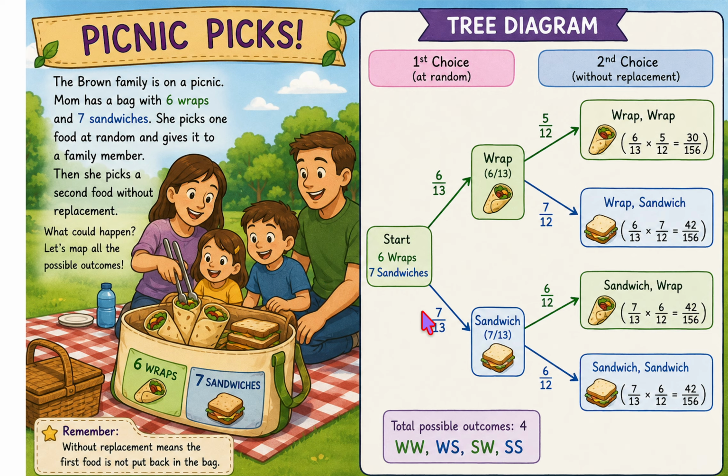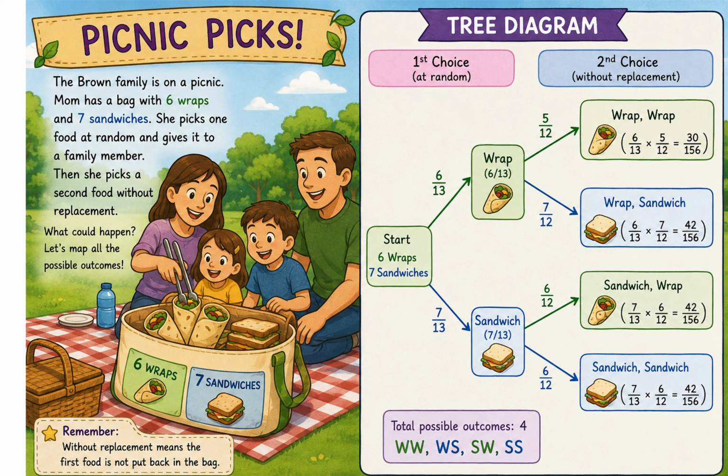In this manner, you would also do, let's say the first one was a sandwich, it would have been 7 out of 13. Because the first one was a sandwich, you need to subtract from the total and subtract the sandwich. So you ended up with 6 out of 12, whereas in this branch you still have 6 wraps. Now, this would be sandwich then wrap. So 7 out of 13 times 6 out of 12, so 42 out of 156. Remember, left to right, you multiply.